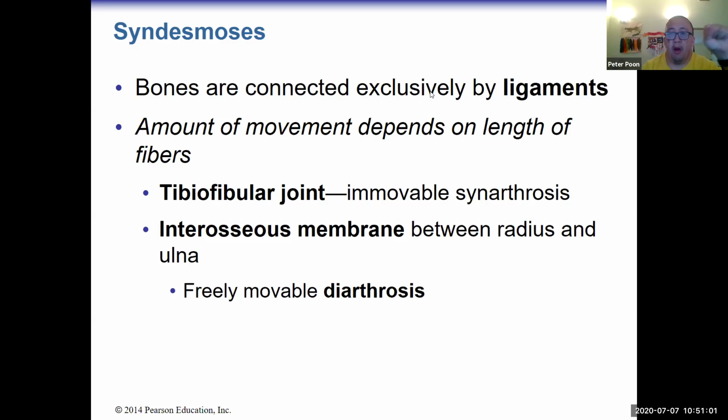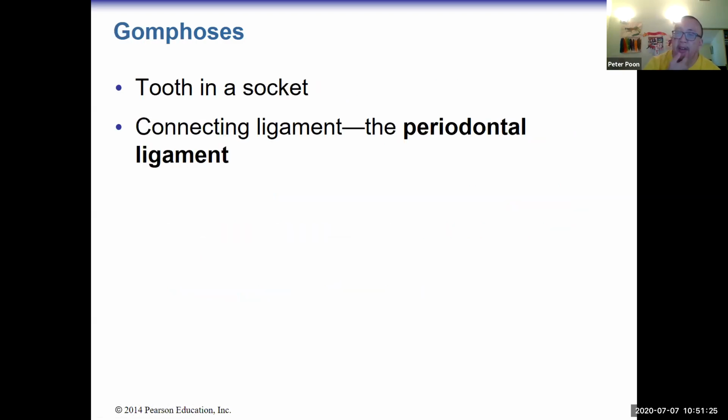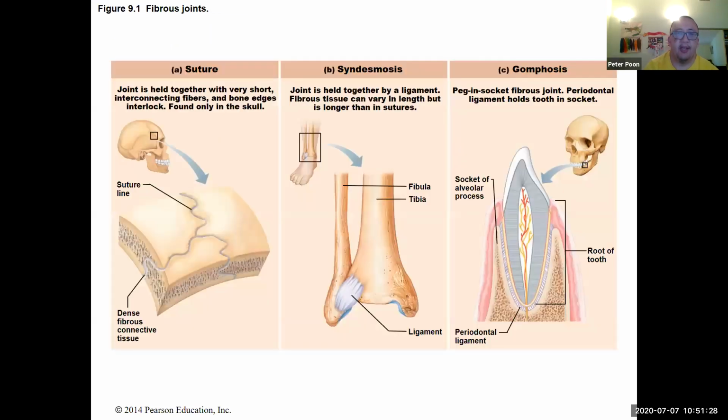Syndesmosis are bone, ligament, bone. And also, in most cases, they're immovable. There's only one case, a few cases actually, where they're freely movable, but they're rather rare. The last one, gomphosis, tooth and socket. So sutures, syndesmosis, and gomphosis. These are all fibrous joints.